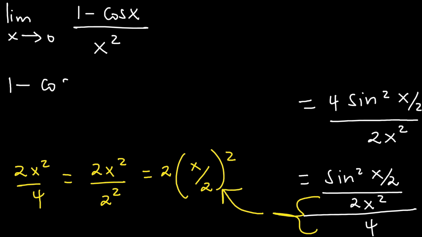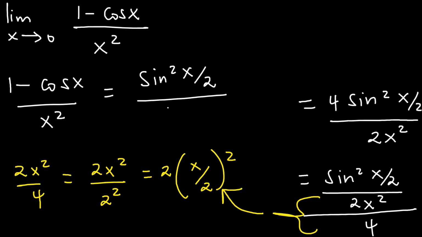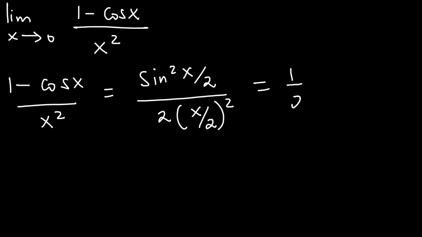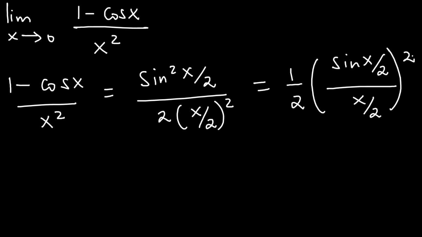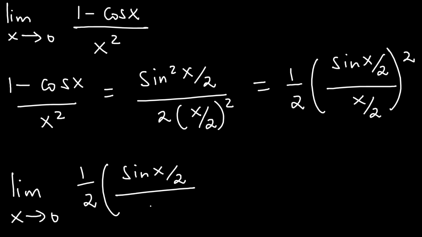Therefore, 1 minus cosine x divided by x to the power of 2 will be equal to sine squared x divided by 2, and this will be divided by 2 times x divided by 2 raised to the power of 2. And this can also be written as 1 divided by 2 times sine x divided by 2 divided by x divided by 2 raised to the power of 2. So our limit will become the limit as x approaches 0 of 1 divided by 2 times sine x divided by 2 divided by x over 2 raised to the power of 2.